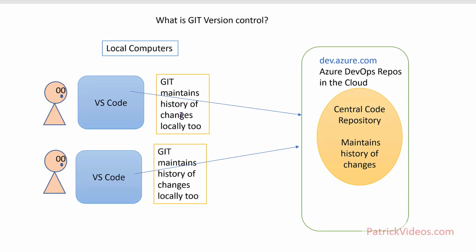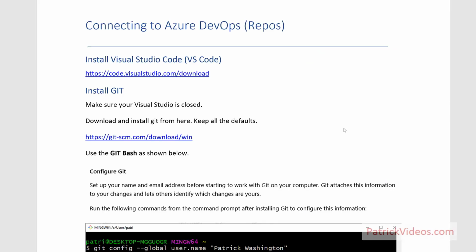Now many people get confused between Git and GitHub. Git is a version control tool. That's what we're going to learn. GitHub is a social media website by Microsoft where people can store their code and showcase it to the world if they want to. GitHub is like an Instagram site, but instead of pictures, you're uploading your code. In this class, we are going to learn how to use VS Code, Git, and Azure DevOps Repos to do our version control. Let us download and install VS Code and Git.